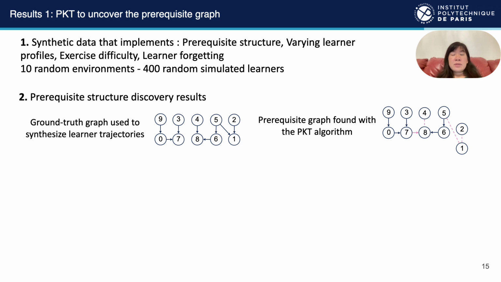And from that, we can compare the ground truth graph that is used in our environment and the graph that is uncovered by our PKT algorithm. For instance, here we can see that the graph found by our PKT algorithm looks like the ground truth but has a slight difference. For instance, this connection here.